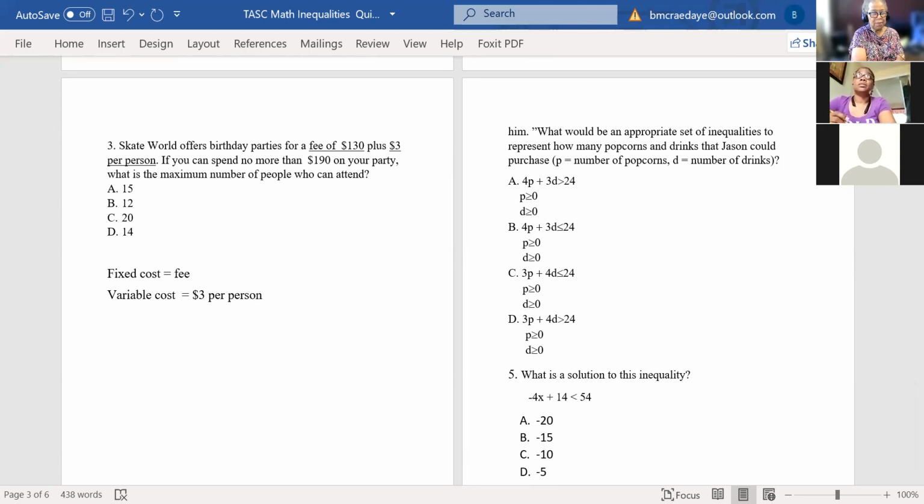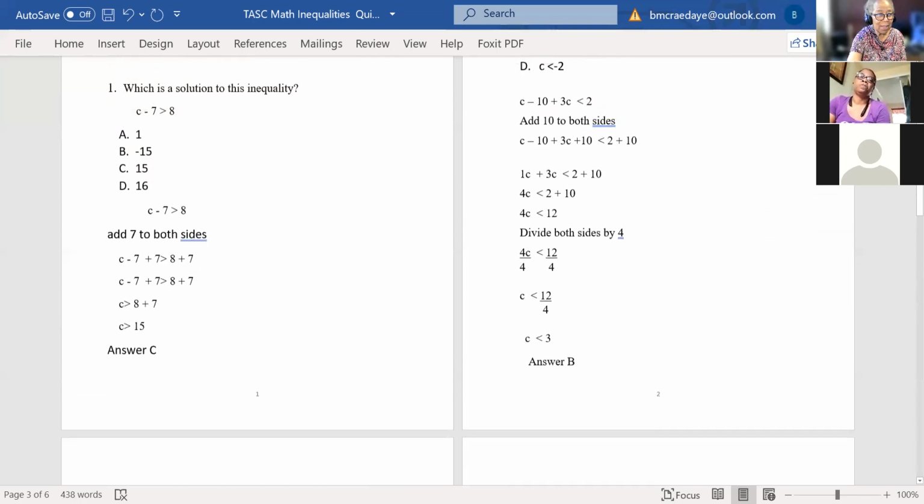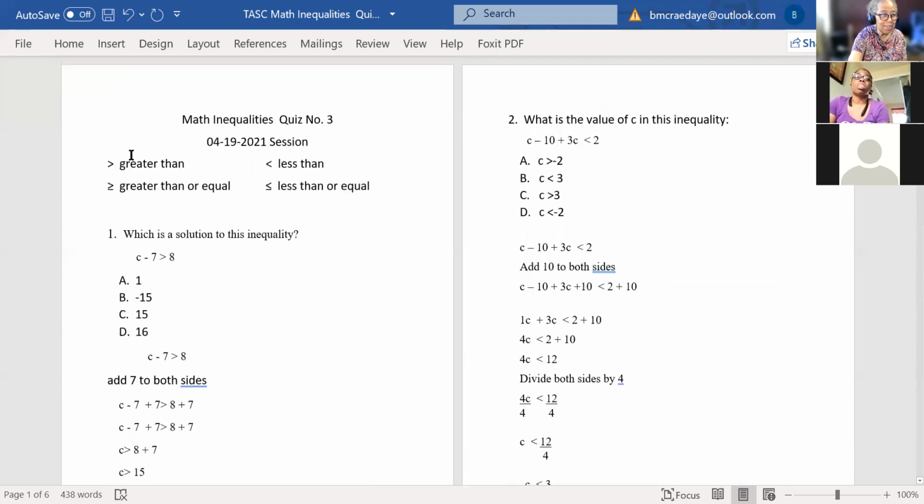When I say "no more than," let's go back up to the top. That means less than it. Now, you see these inequality symbols. "No more than" would be which one of these?